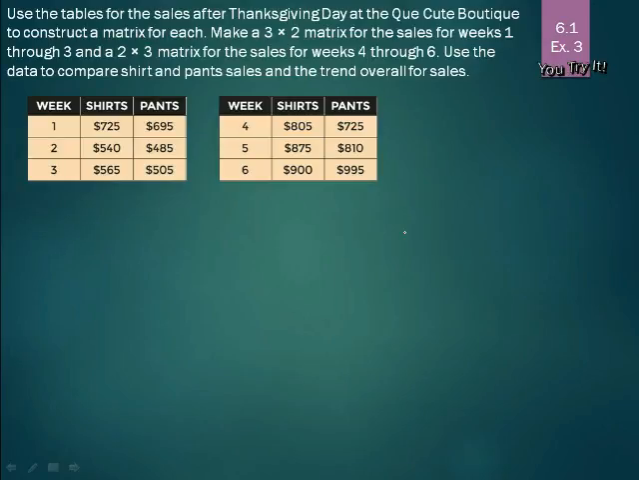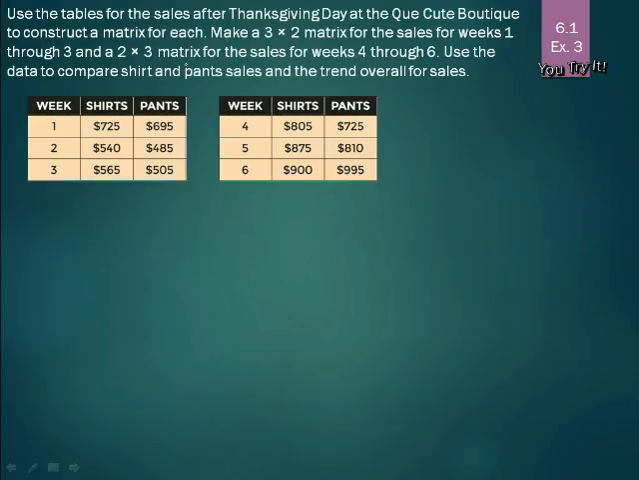Use the tables for the sales after Thanksgiving Day at the K-Cute Boutique to construct a matrix for each. Make a 3 by 2 matrix for the sales for weeks 1 through 3 and a 2 by 3 matrix for the sales for weeks 4 through 6. Use the data to compare shirt and pant sales and the trend overall for sales.